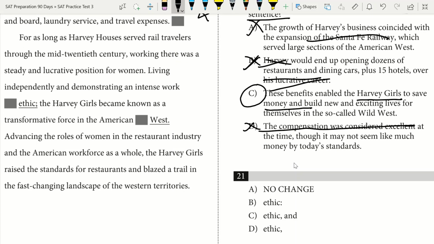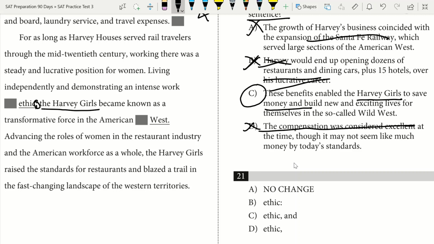For as long as Harvey houses served rail travelers throughout the mid-20th century, working there was a steady and lucrative position for women. Living independently and demonstrating an intense work ethic, this needs to be a comma, and then we have Harvey girls right after that, right? So we're modifying those Harvey girls using an introductory modifying clause, so we need this comma after that.